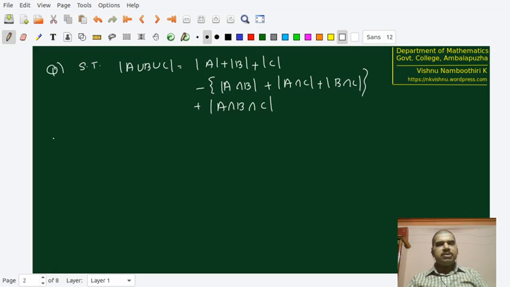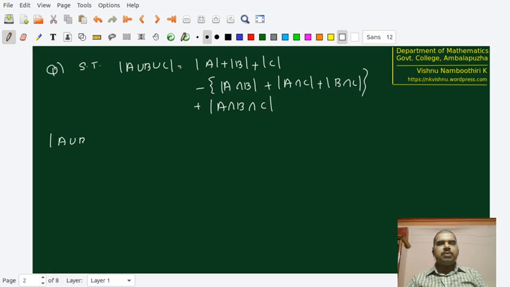So how to verify this? We are going to verify this using mathematical induction. We know that in the case of two sets, the number of elements in A union B is equal to the number of elements in A plus the number of elements in B minus the number of elements in the intersection. We are going to make use of that result in proving this statement. So we are going to use induction.